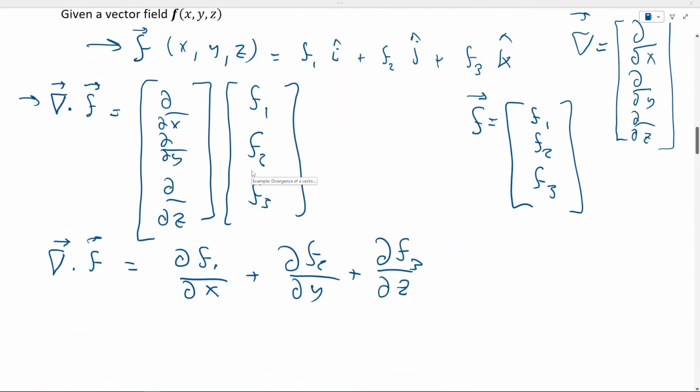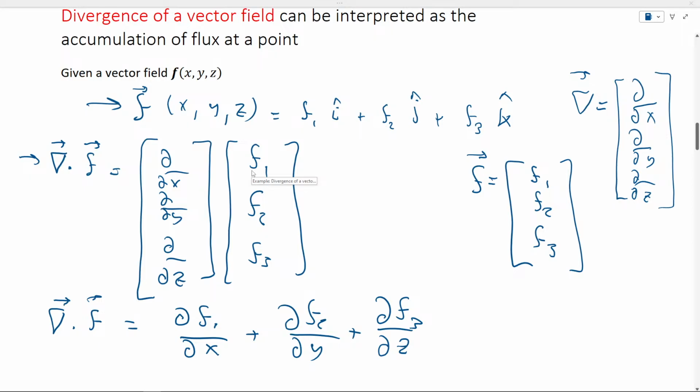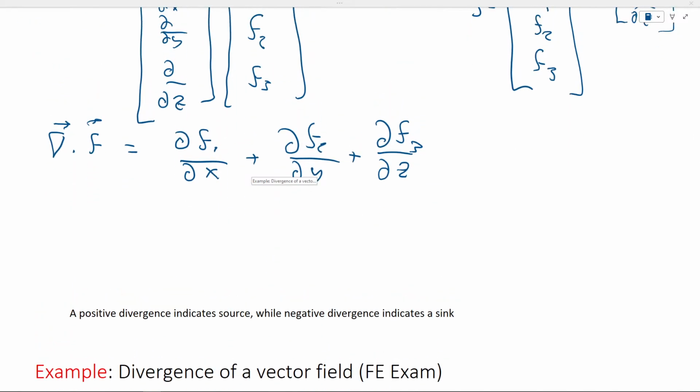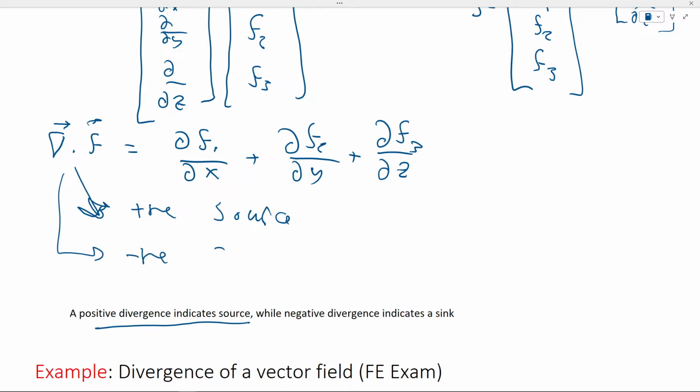Now remember, in the previous video the gradient points to the steepest ascent, or the path of the steepest ascent. Divergence basically indicates a positive divergence: if I evaluate this guy at any point and it becomes positive, this indicates a source. If I evaluate this guy at any point and it's negative, that indicates a sink. An example of a source is recharge, for example. An example of a sink is pumping. That would be an example of a sink.